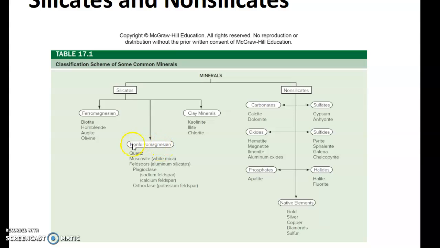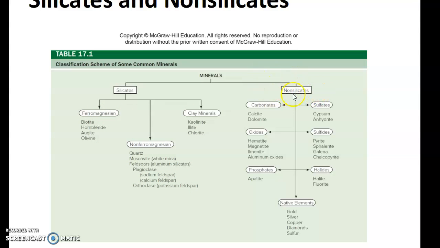Non-ferromagnesian, okay? This is quartz, muscovite, which is white mica, and feldspar, which is aluminum silicates. Then you have the plagioclase, which is the sodium feldspar, so it's sodium aluminum silicates and calcium aluminum silicates. And then you have orthoclase, which is potassium aluminum silicates. Then you have the clays, which are chlorite, illite, and kaolinite. Those are the clay ones. These are the non-iron containing ones, and these are the iron containing ones.